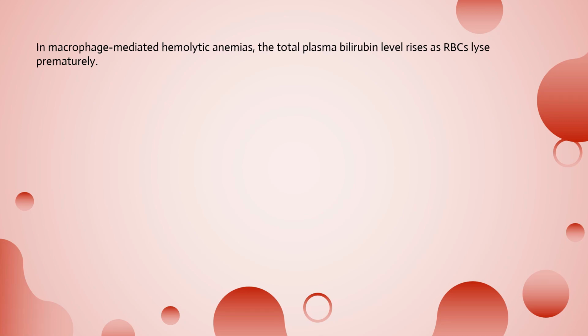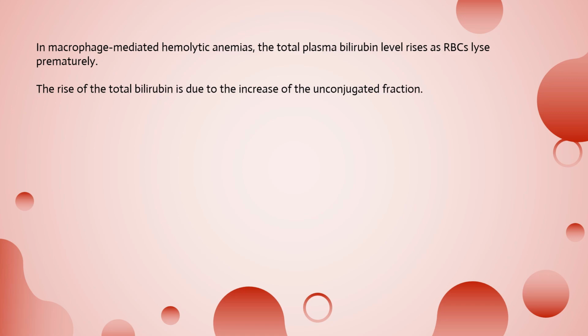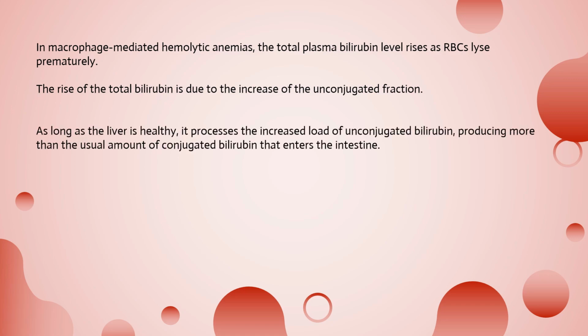In macrophage-mediated hemolytic anemias, the total plasma bilirubin level rises as RBCs lyse prematurely. The rise of the total bilirubin is due to the increase of the unconjugated fraction. As long as the liver is healthy, it processes the increased load of unconjugated bilirubin, producing more than the usual amount of conjugated bilirubin that enters the intestine.